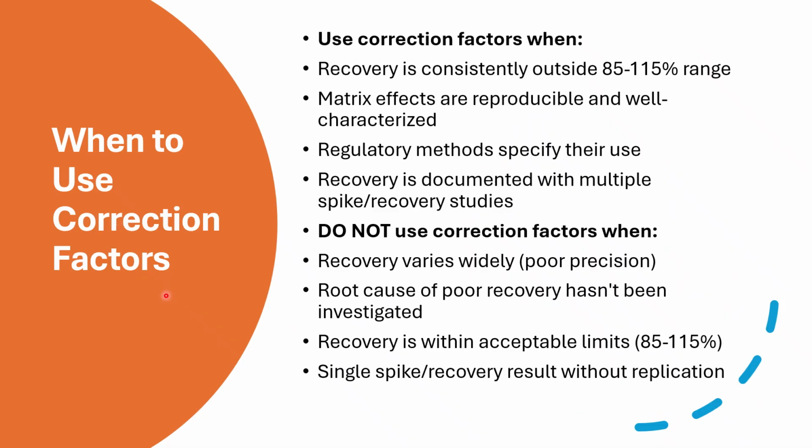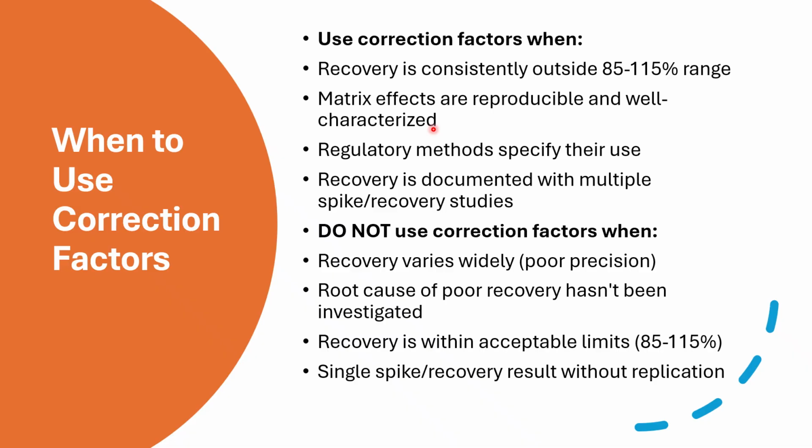Now these correction factors cannot be used if for one sample you get high recovery and for another sample you get low recovery, or if it is inconsistent. So how to use correction factor and when to use it? So the recovery should be consistent, and outside the range of the recovery percentage that is acceptable, that is 85 to 115. So if your recovery is outside this range, then only you should apply correction factors. Now matrix effects are reproducible and well characterized.